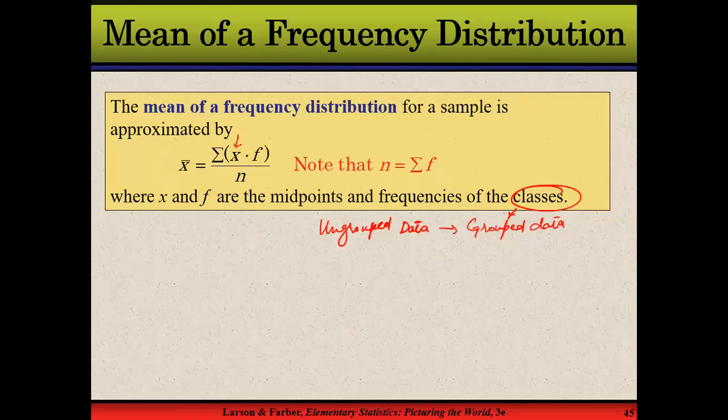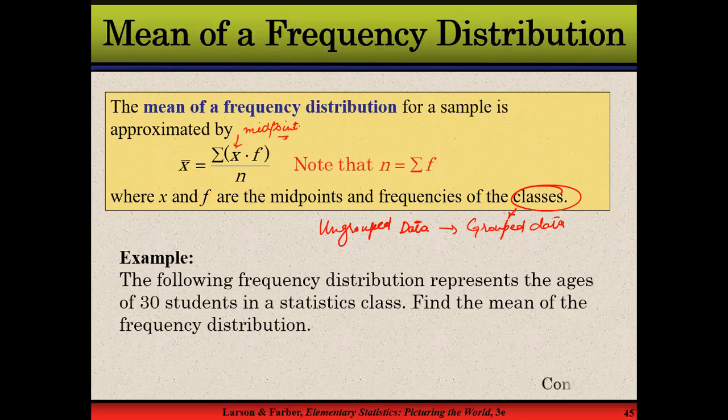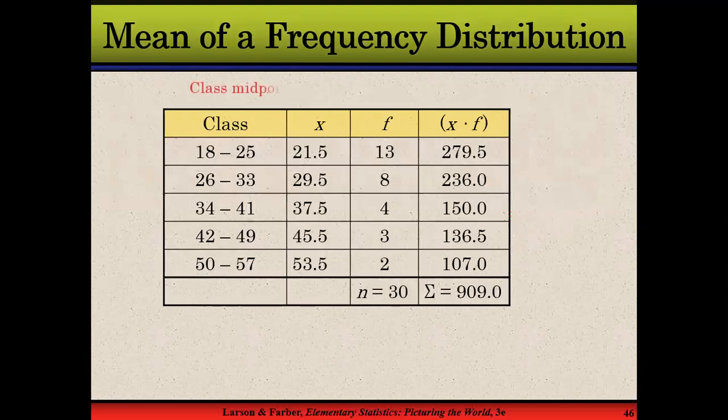Now consider X here as the midpoint. And I think you already know about midpoint, because when we were preparing the polygon graph, we calculated midpoints. So let's see an example. Again, we have data for 30 people, and we have classes for them. And we also have midpoints for these classes. And then we have the frequency for each midpoint. So for every midpoint, we multiply that with the frequency of that class.